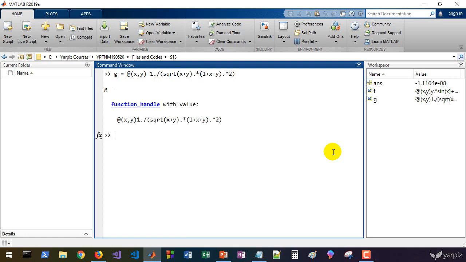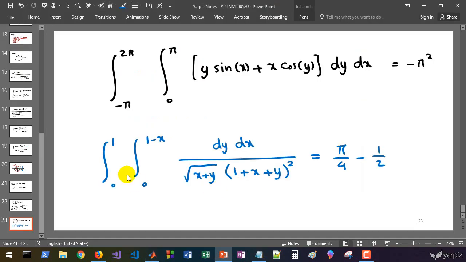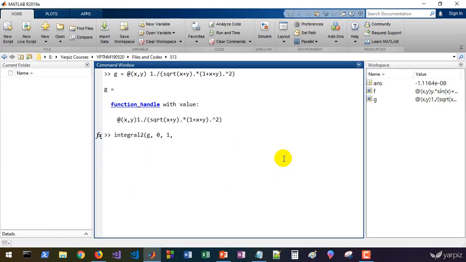We have the function. If we call integral2 on g, the limits of x are from 0 to 1, and from 0 to 1 minus x, and we cannot use this notation. We must define a function handle. We can define it outside of the function, and we can use the name, and we can just define it here as the variable. And that's it.